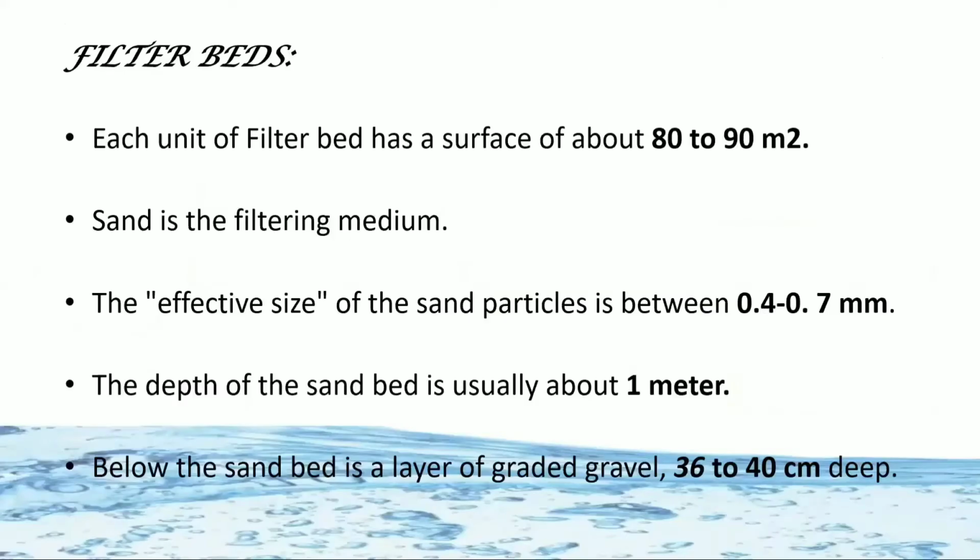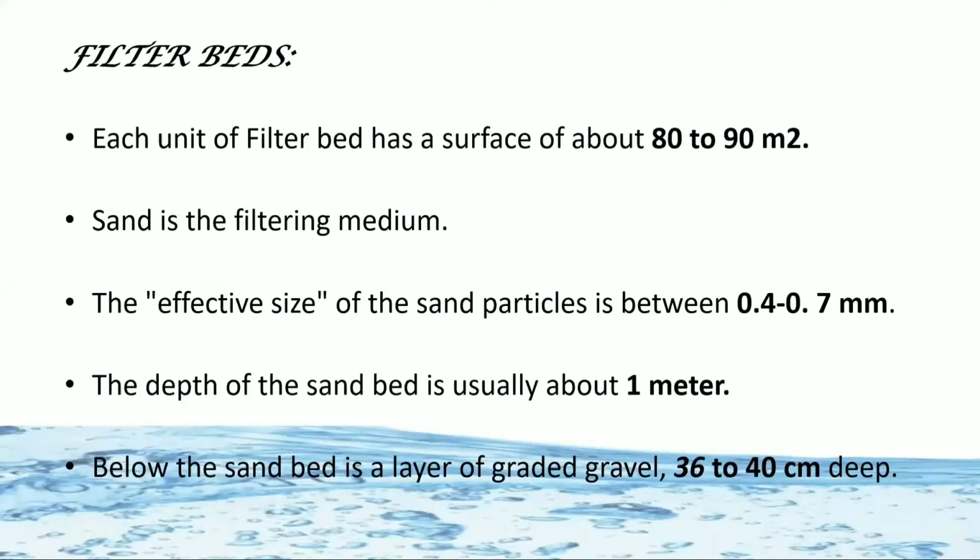So in a sand filter there are filter beds. Each unit of filter bed has a surface of about 80 to 90 square meters. Here also, like the slow sand filter, sand is the filtering medium. The effective size of a sand particle is between 0.4 to 0.7 mm. The depth of the sand bed is usually about 1 meter.